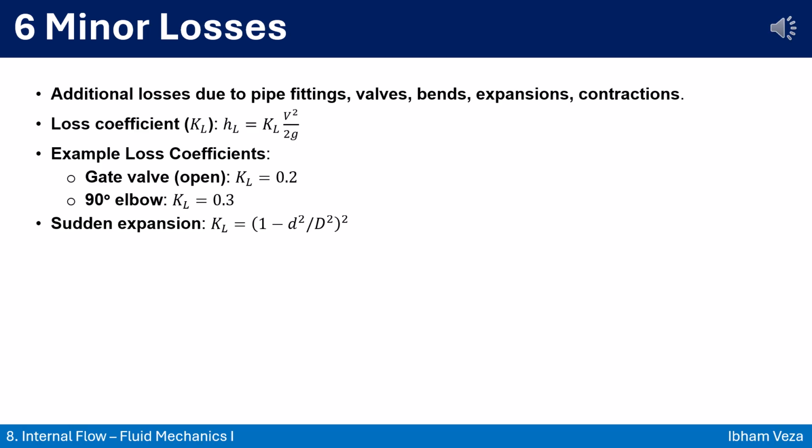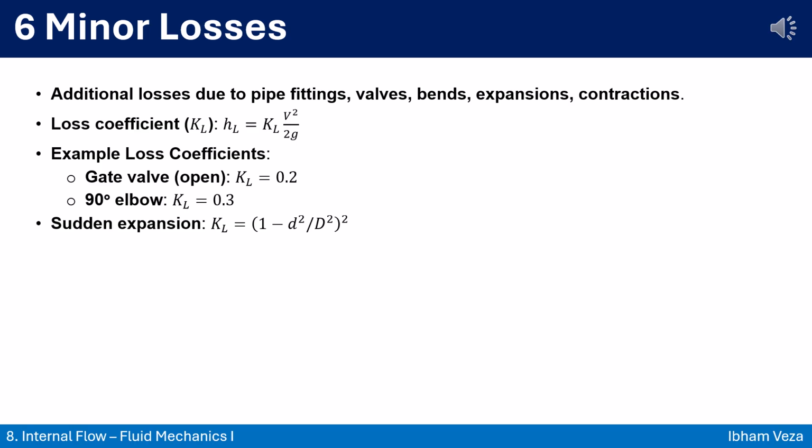For example, an open gate valve has a loss coefficient of about 0.2. A 90-degree elbow causes more disruption and thus has a higher value, around 0.3. In cases of sudden expansion, flow separation occurs, and the loss becomes a function of area ratio. The corresponding loss coefficient is given by K L equals 1 minus d1 squared divided by d2 squared, all squared, where d1 and d2 are the diameters before and after expansion. The more abrupt the change, the higher the loss.